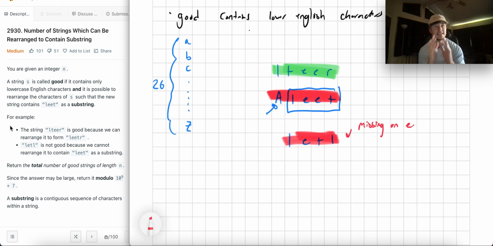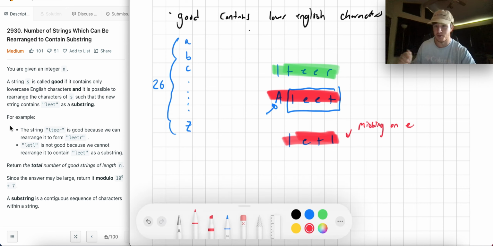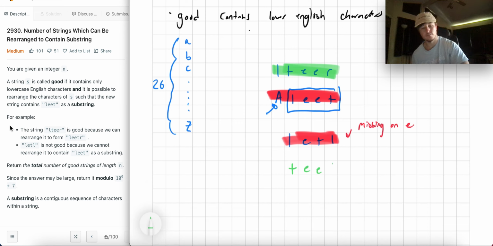To be good, it has to have leet and it could be rearranged. So if I can rearrange the characters, it doesn't matter the order of the characters. I just need to have all the characters within the string. Here's an extreme example, I guess, of something being rearranged: T-E-E-L. As long as I have a T, two E's, and an L, I can recreate the string, because I can move the L over here and these two E's and this T. It doesn't matter how I do this, but as long as I have two E's, an L, and a T, I can make this work. So a string is good.